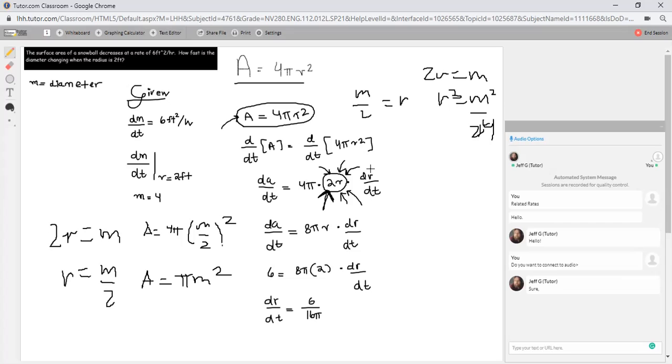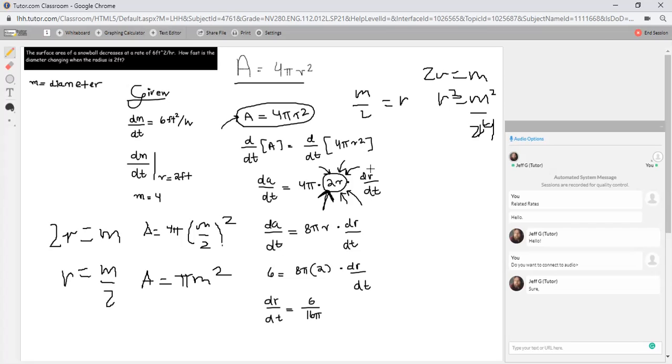Forget about that possibility. Let me work this out. So it'd be pi m squared. So it's going to be 2 pi m dm dt. And we're putting in r is equal to 2, so m would be 4. So I'd have 8 pi dm dt is equal to 6. So dm dt is 6 over 8 pi, which is 1/2 of what we have there, which makes sense.